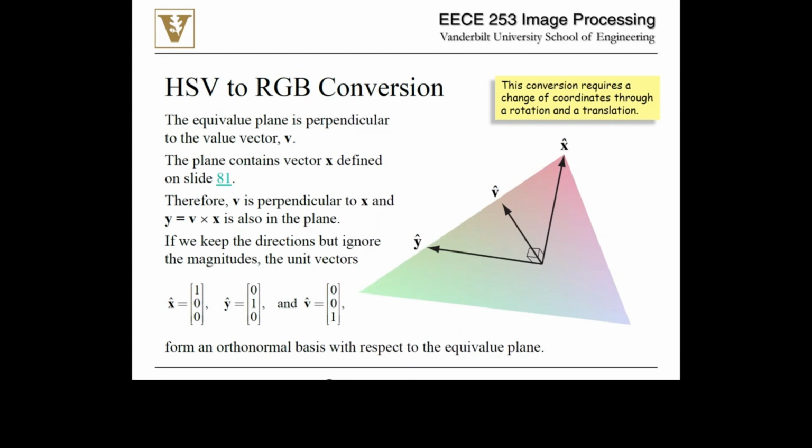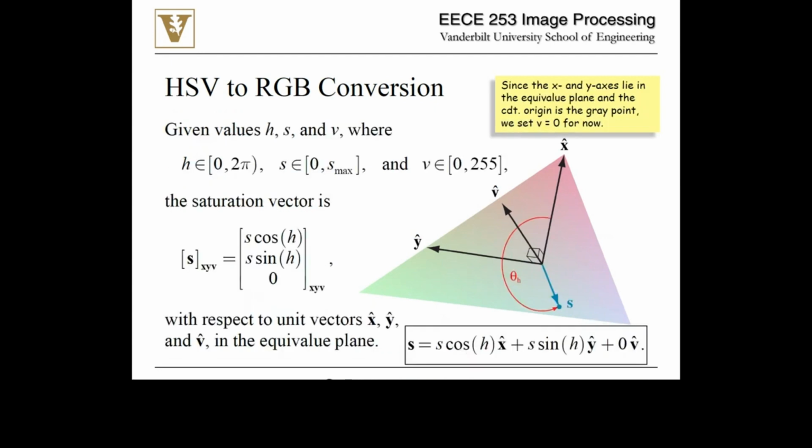You can construct y as the cross product between v and x. Okay, good. So now, within that plane, what we have are polar coordinates. So I know that in this coordinate system, my color can be expressed in this way.